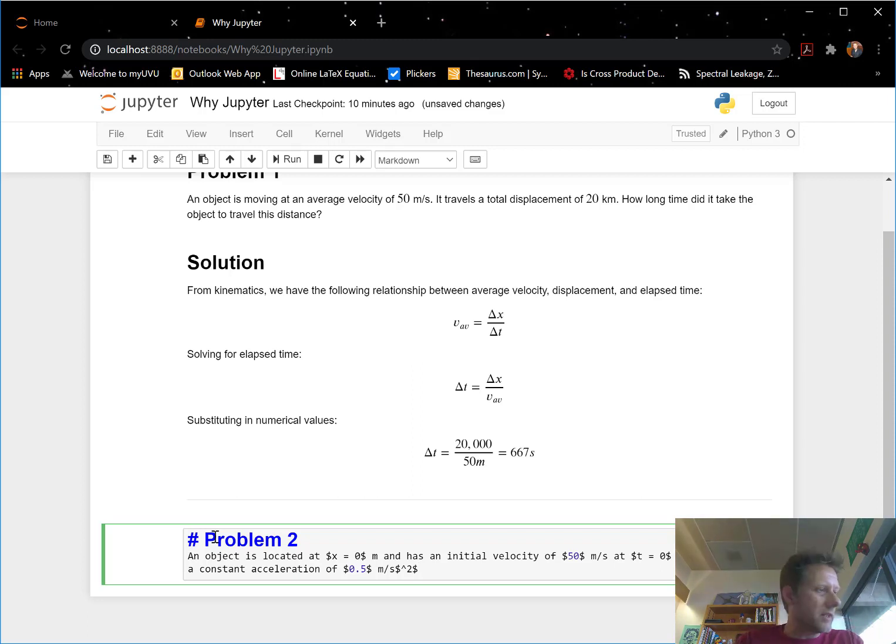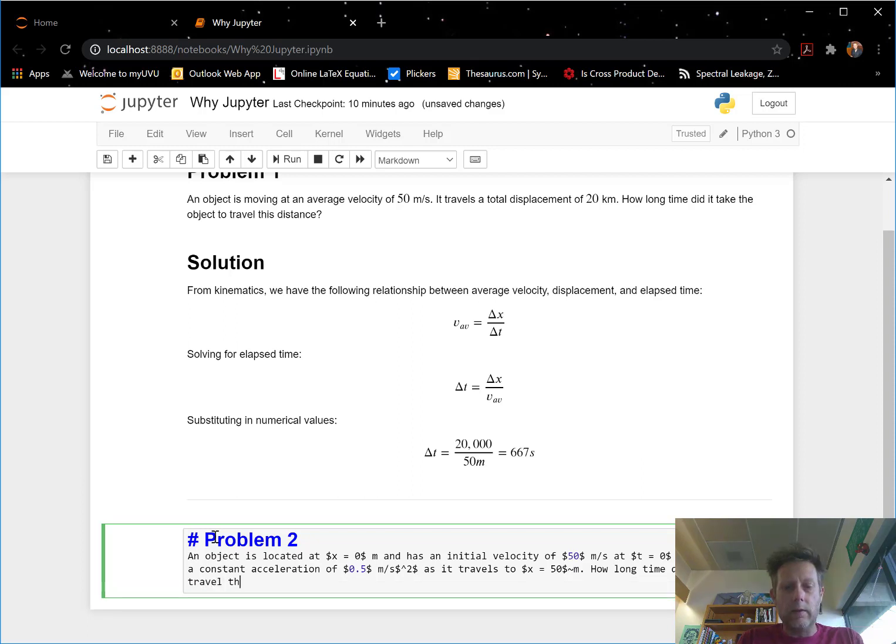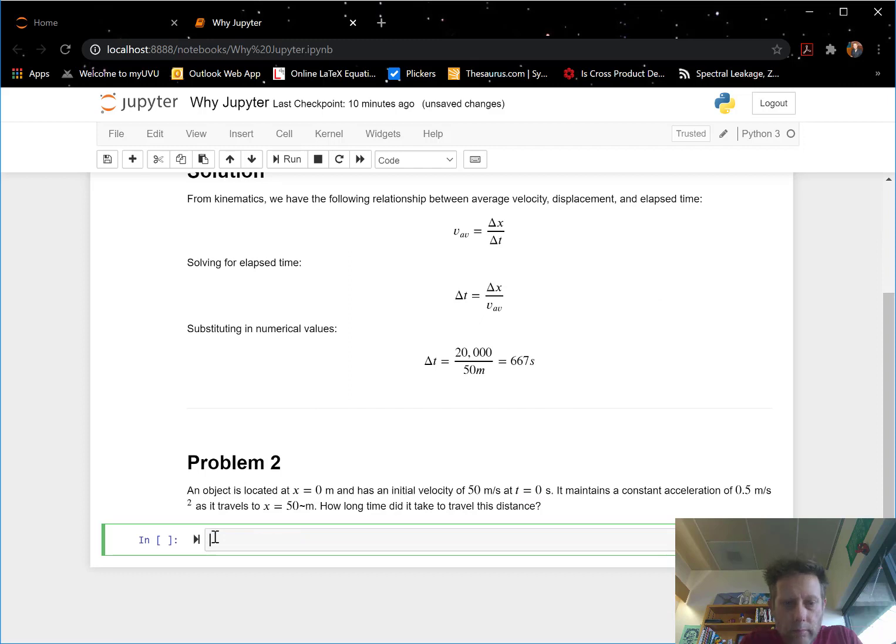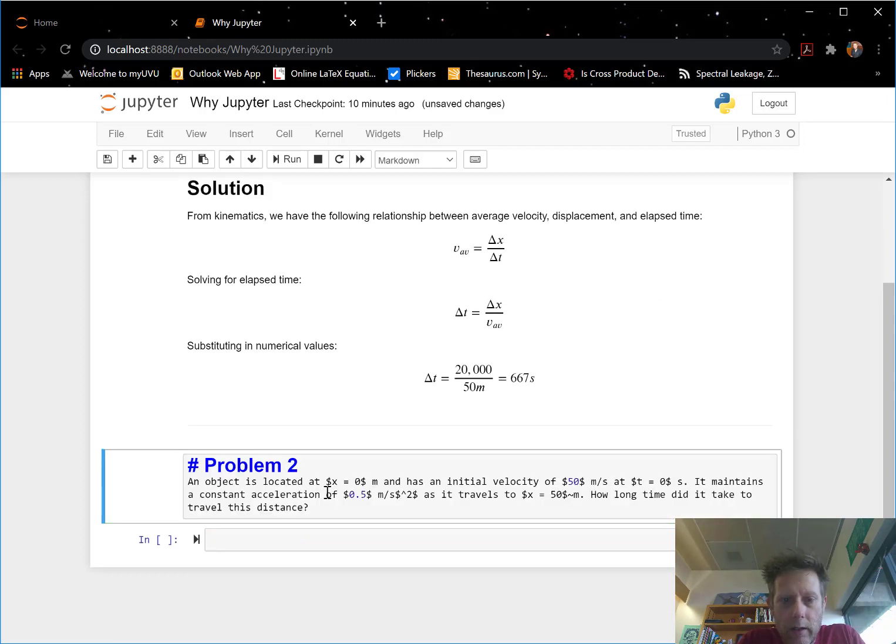So it has a constant acceleration as it travels to a new position, x equals 50 meters. All right. The question is then, how long time did it take to travel this distance? That's the problem. See how it looks like here.